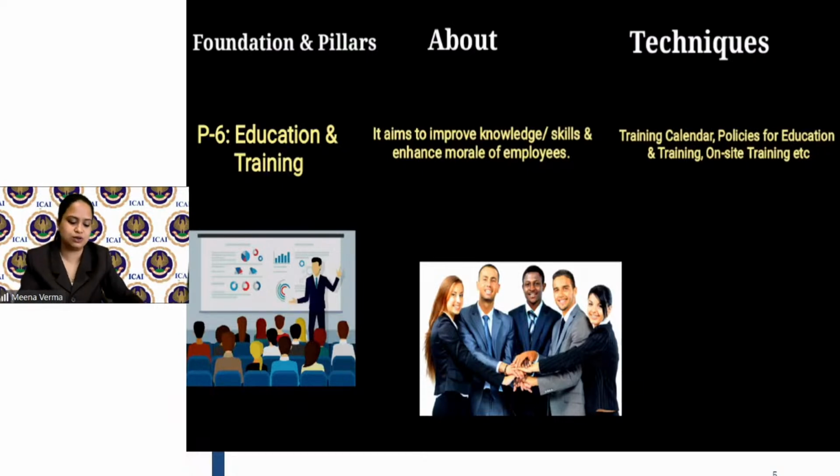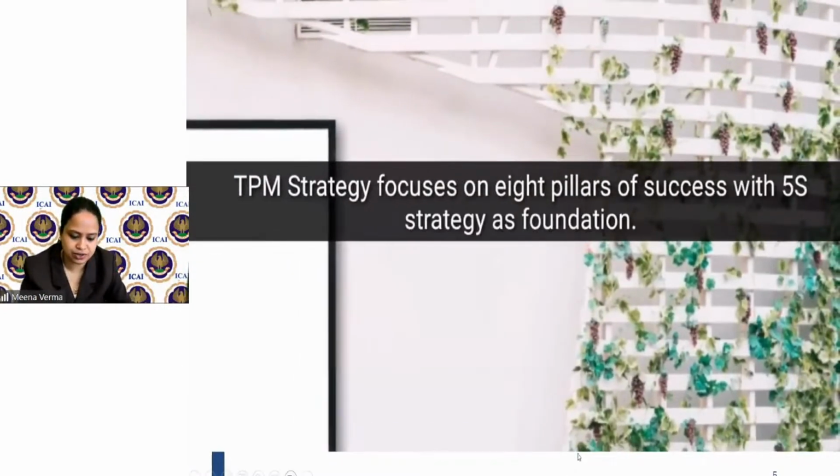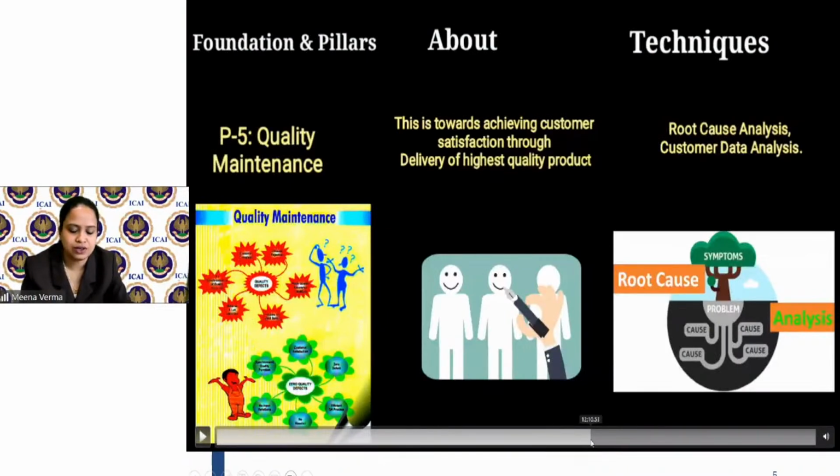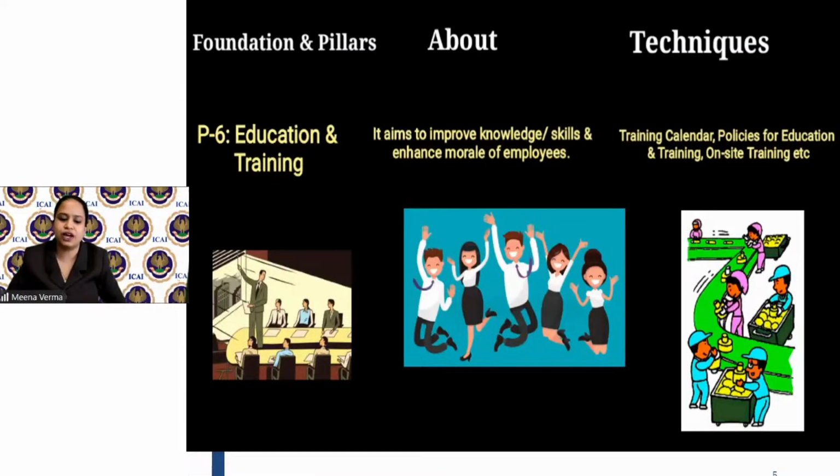So how is it possible? Provide them training now. Provide them training, right? So what we will expect here, we will provide them training. So education and training is also important here. Okay. So what is the purpose? So that these employees and worker or operator, they can work properly and they can fulfill the expectation.